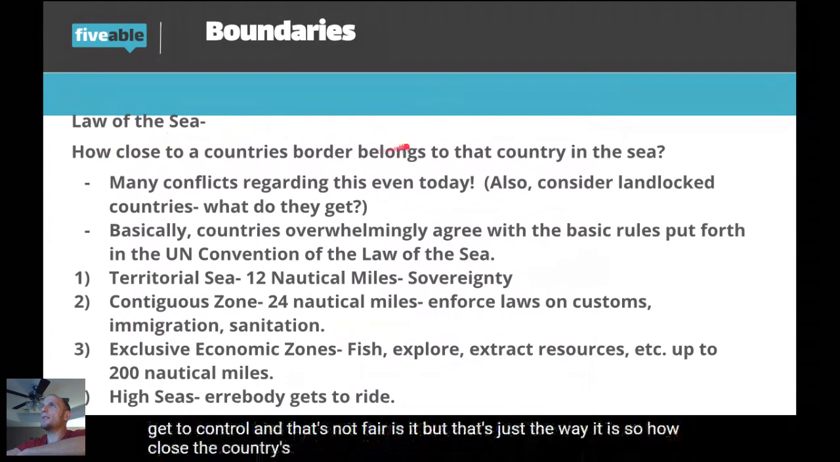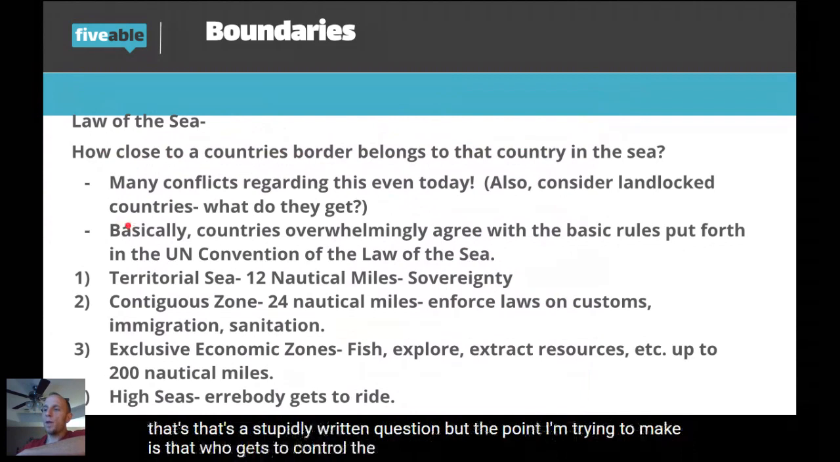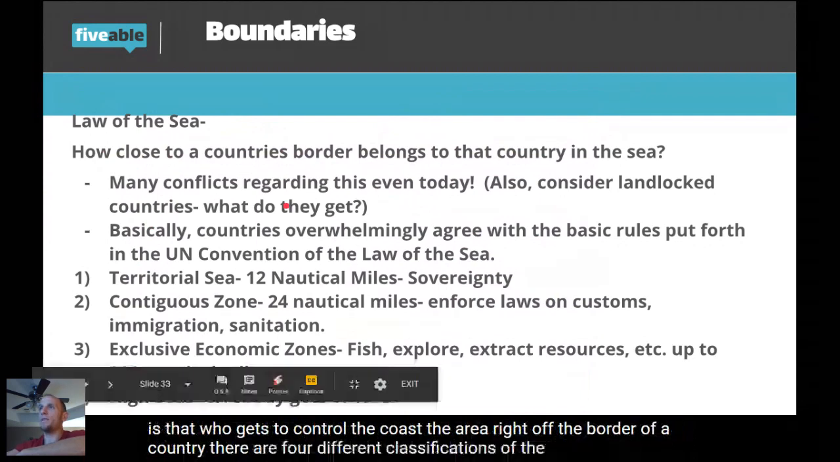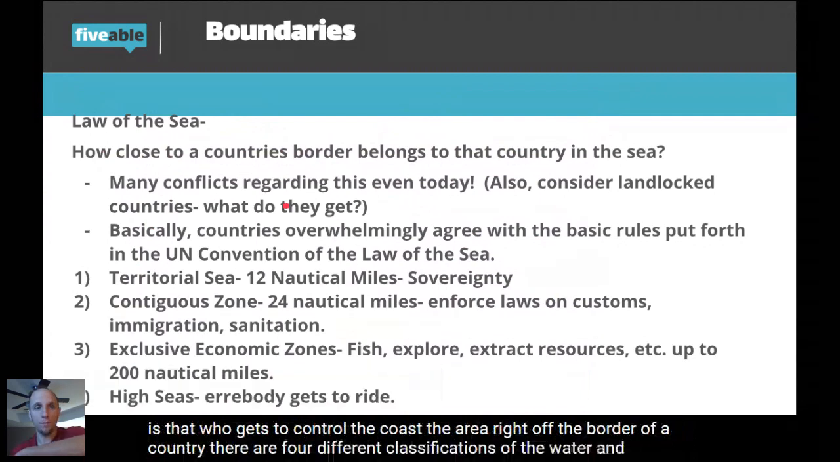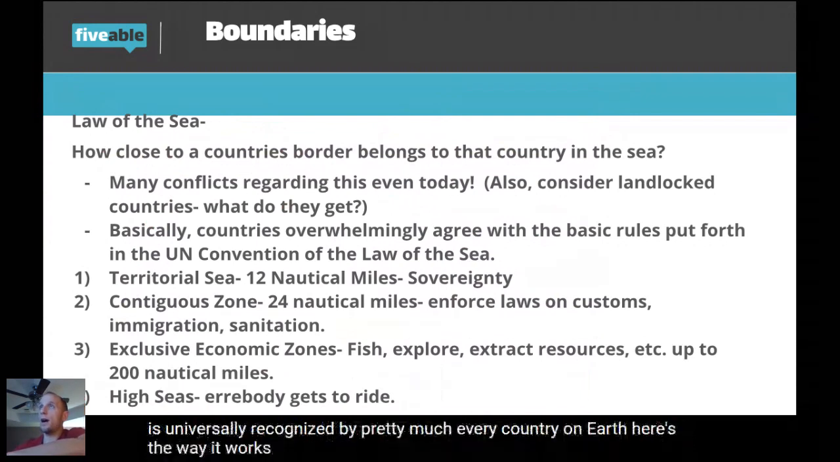So how much of the sea near a country's border belongs to that country? That's a poorly written question, but the point I'm trying to make is: who gets to control the area right off the coast of a country? There are four different classifications of the water. And this is universally recognized by pretty much every country on Earth. Here's the way it works.